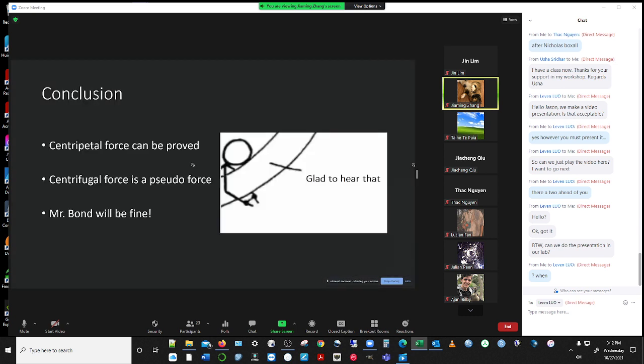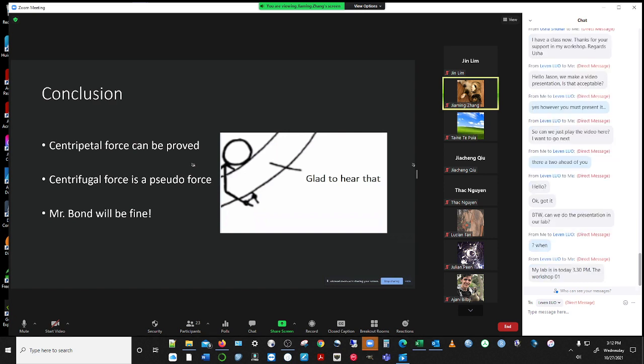So that's our conclusion. Centripetal force can be proved, and its general function is mass times velocity squared divided by r, the radius of the circle. And the centrifugal force is a pseudo force. It's more about a feeling rather than a real force that can be explained in the physics world. And as for our topic, the comic, Mr. Bond will be fine. He will not be killed by the machine. That's our conclusion. Thank you for listening, and that's our presentation. Thank you.